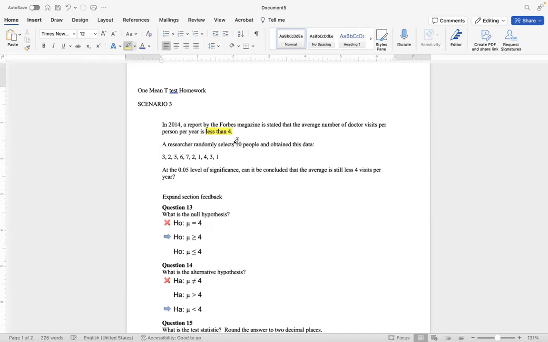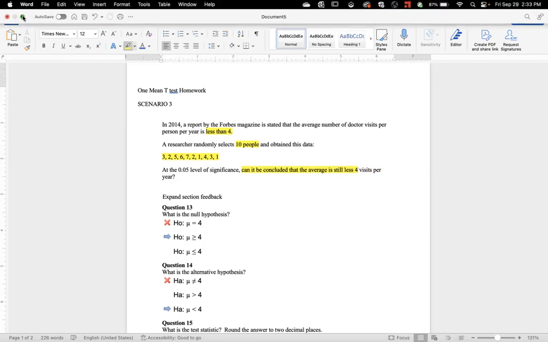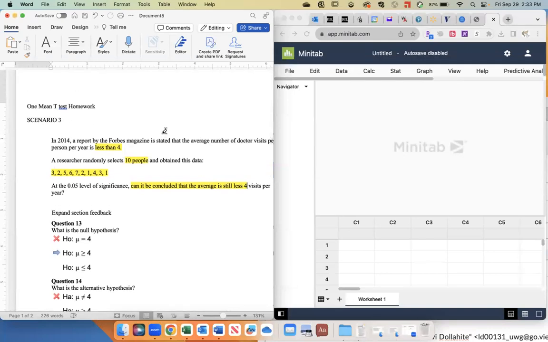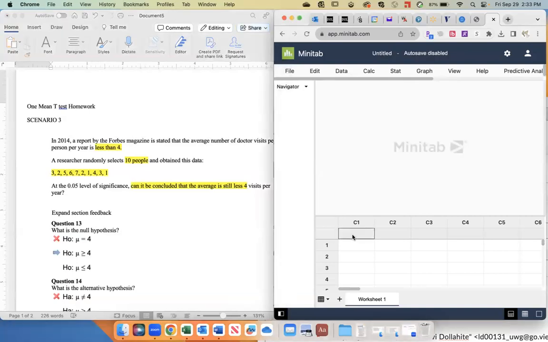A researcher randomly selects 10 people and obtained the average doctor visits for those 10 people. And then the question is, at the 0.05 level of significance, can it be concluded that the average is still less than 4 visits per year? So I've highlighted those. I kind of like to do that as I'm going through an example. And so what I'm going to do here is put that in Minitab, so I have it in here.